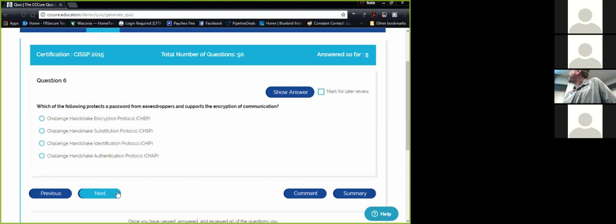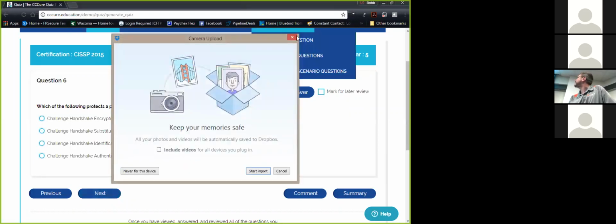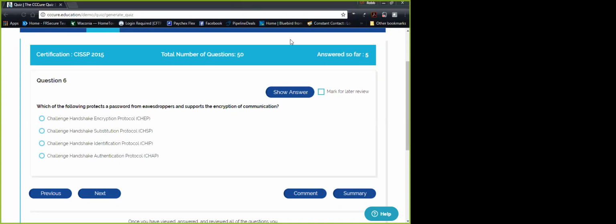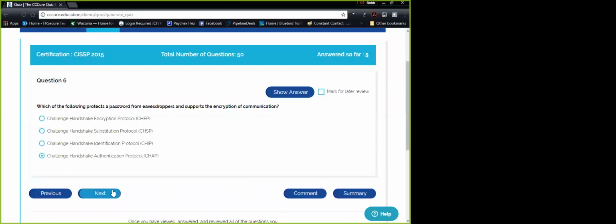Which of the following protects a password from eavesdropping and supports the encryption of communication? There we go. Yes. Answer: CHAP. So that's 6 for 6.